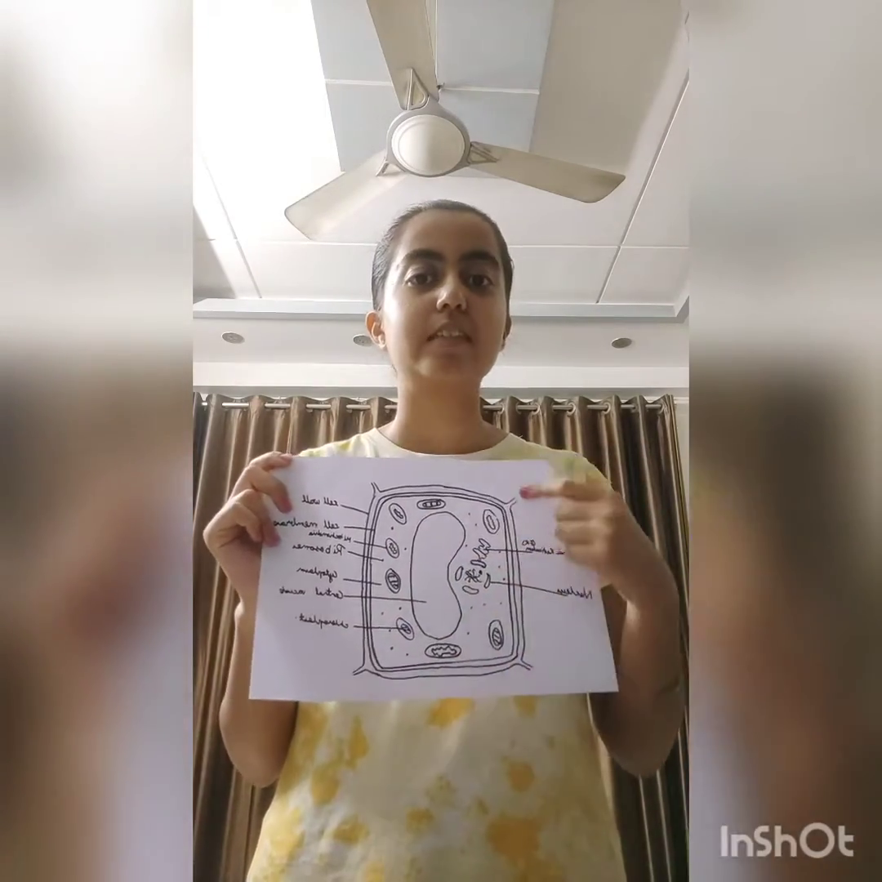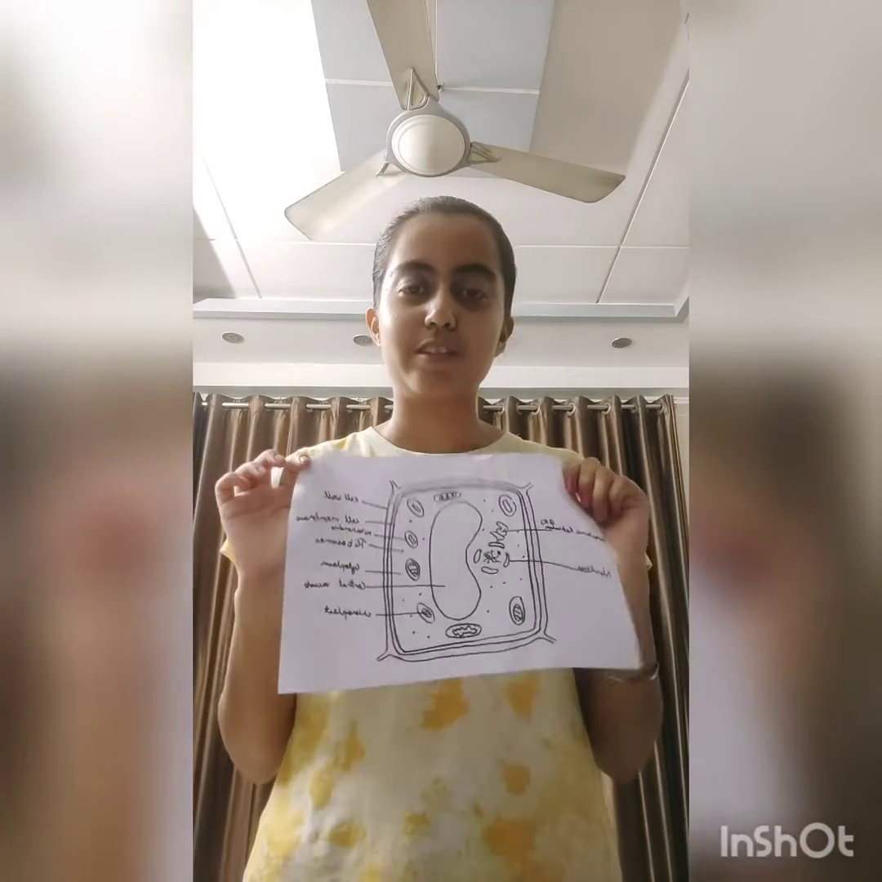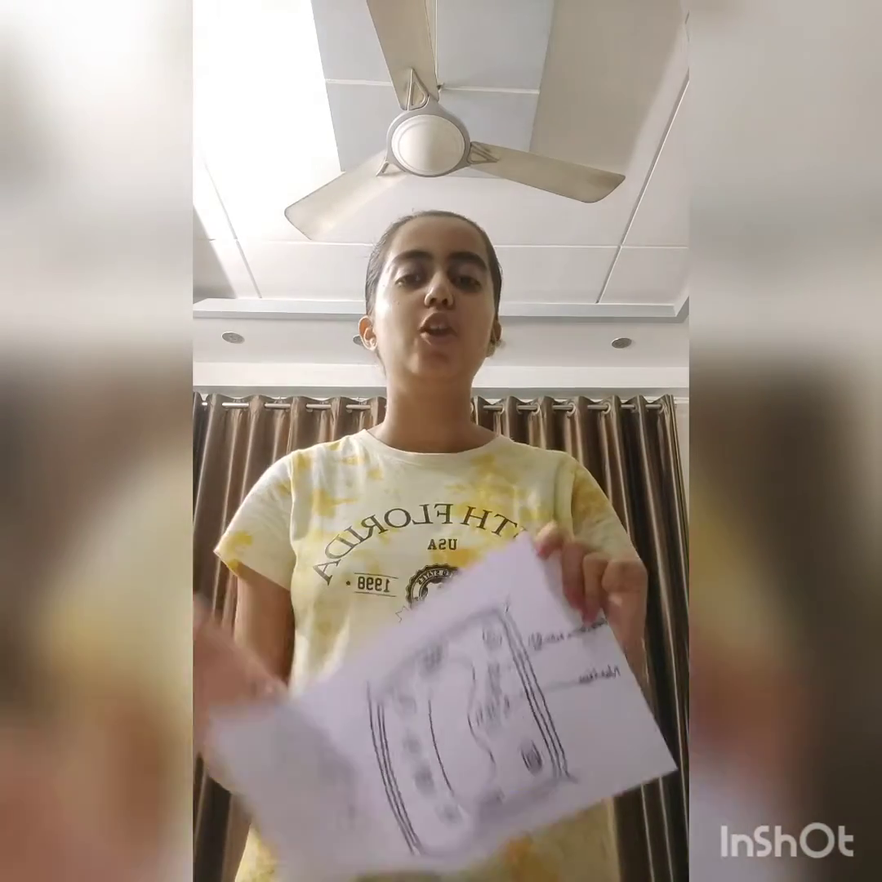Right? So when this plant cell starts losing water by the process of osmosis, there is some shrinkage or contraction of the cell wall. Yes, and this phenomenon is known as plasmolysis.